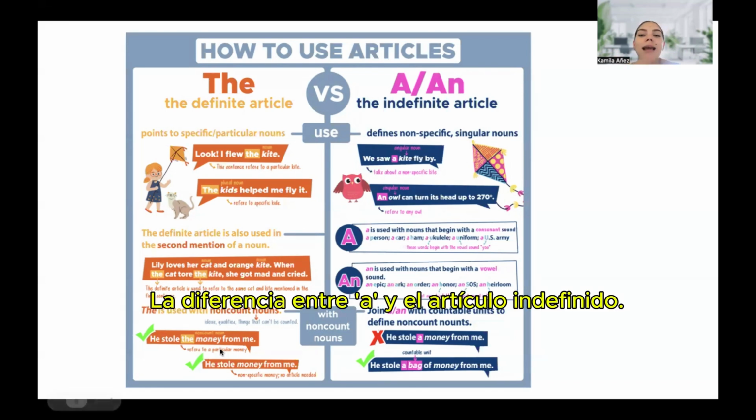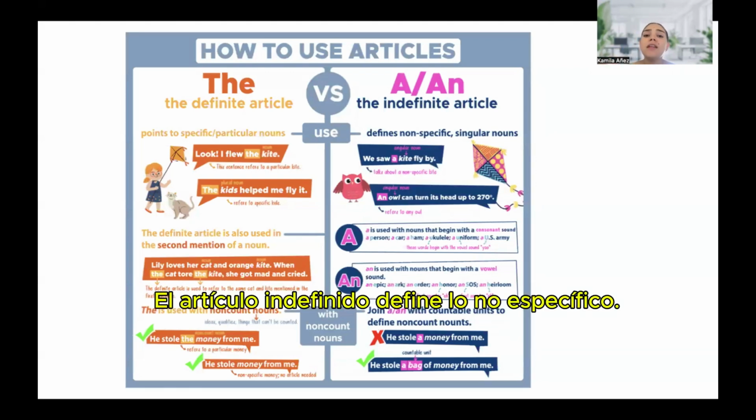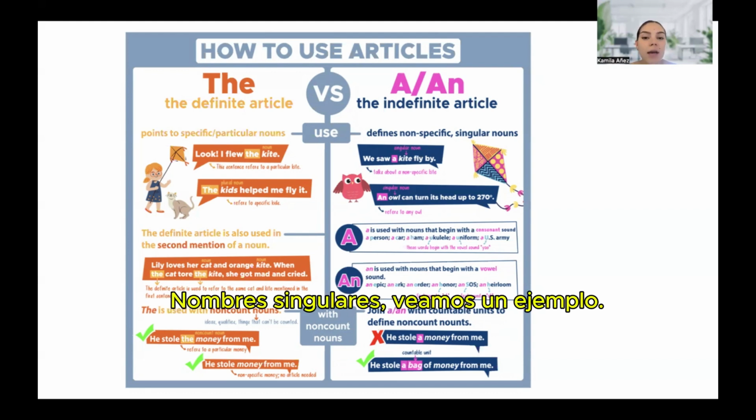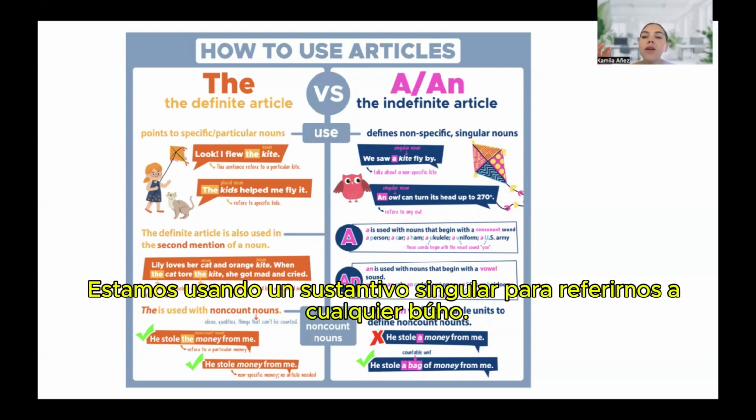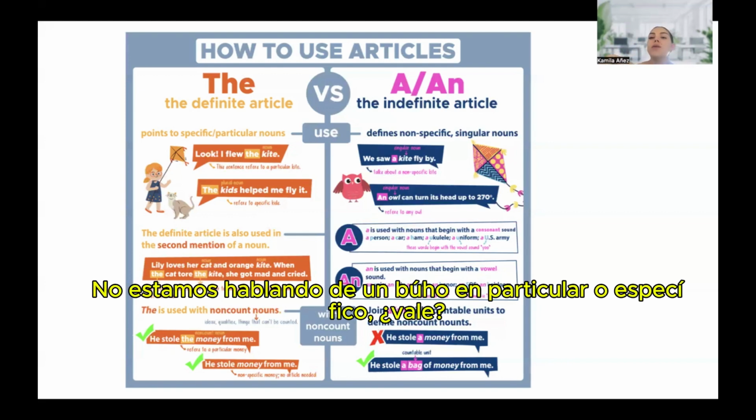Let's see the difference between "a" and "the", the indefinite article. The indefinite article defines non-specific singular nouns. Let's see an example. We saw a kite fly by. It's a singular noun and talks about a non-specific kite. An owl can turn its head up to 270 degrees. We're using a singular noun and it refers to any owl. We're not talking about a particular or specific owl.